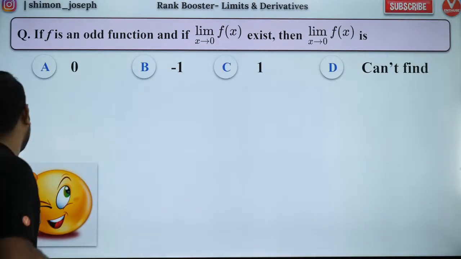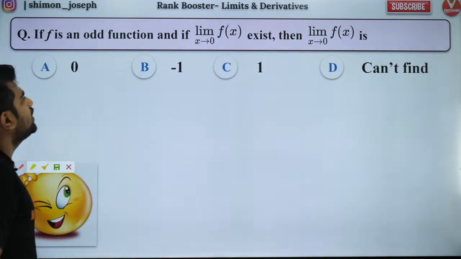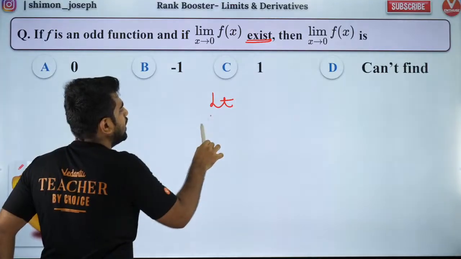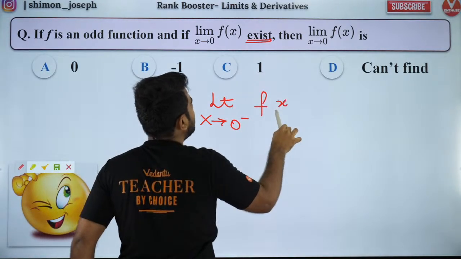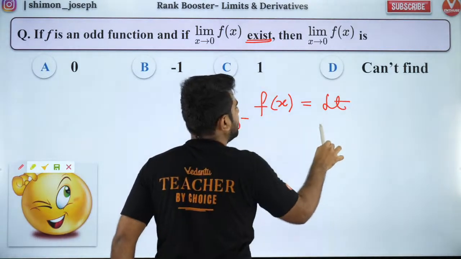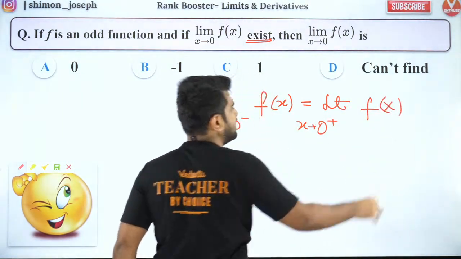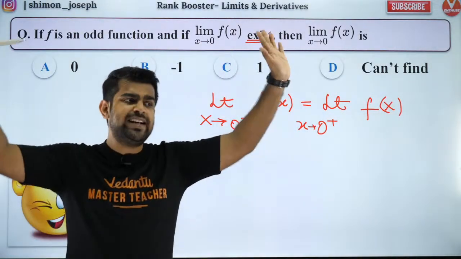So let's get started, people. Let's see how to solve this question because it is an interesting one. Now, if the limit exists, my dear boys and girls, can I say my left hand limit is equal to my right hand limit? Are you all okay with that? This is the first step I do.